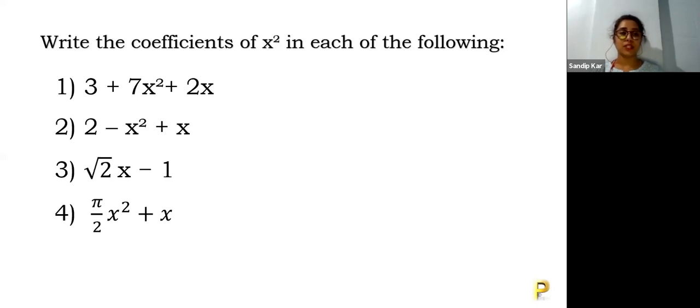The first question is 3 plus 7x square plus 2x. Second question is 2 minus x square plus x. Third question is root 2x minus 1. And the fourth question is pi by 2 x square plus x. Tell me your answers. What is the coefficient of x square in the first question?